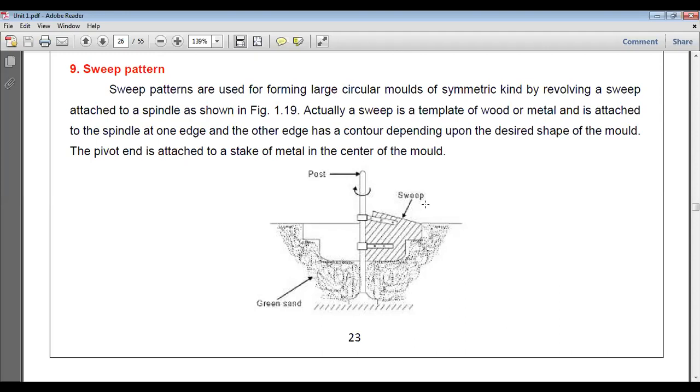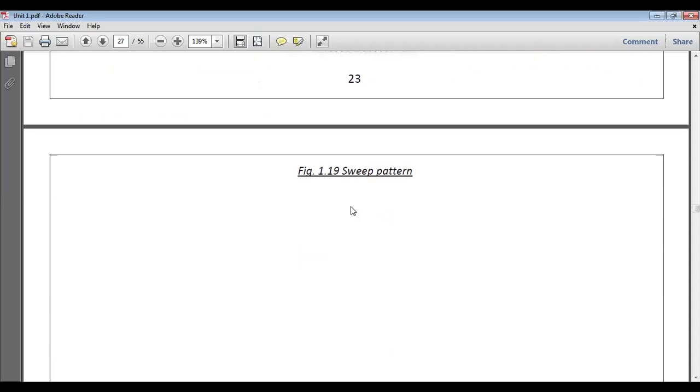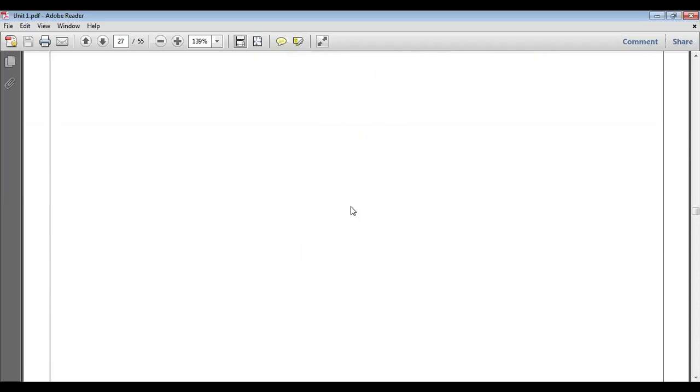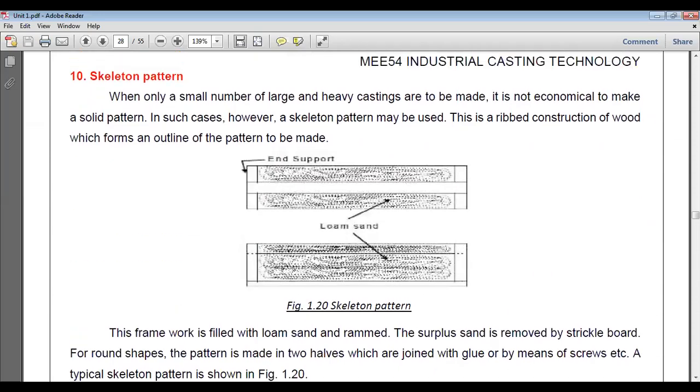So we have a pivot end that is attached to a stake of metal in the center of the mold. This pivot is responsible for sweeping or rotation of the pattern. This is known as sweep pattern. Then after sweep pattern, we have skeleton pattern.